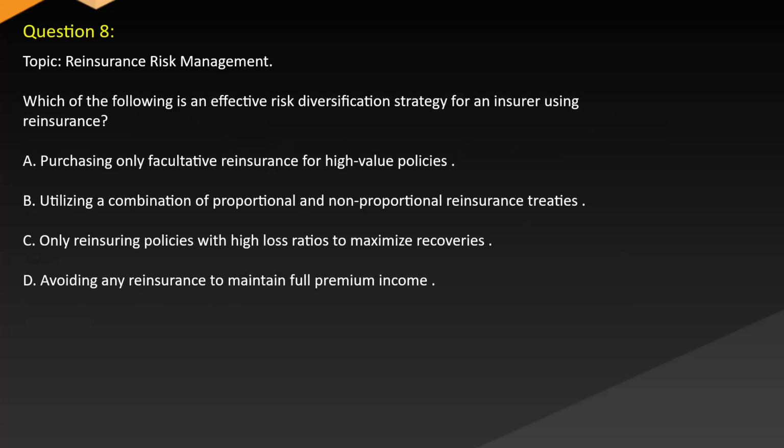Question 8. Topic: Reinsurance risk management. Which of the following is an effective risk diversification strategy for an insurer using reinsurance? A. Purchasing only facultative reinsurance for high-value policies. B. Utilizing a combination of proportional and non-proportional reinsurance treaties. C. Only reinsuring policies with high loss ratios to maximize recoveries. D. Avoiding any reinsurance to maintain full premium income.